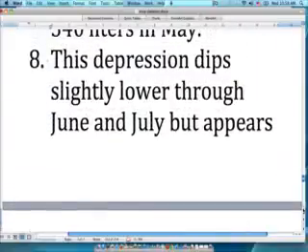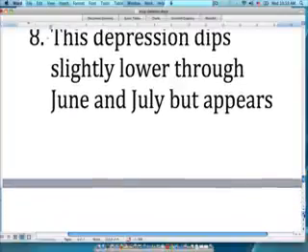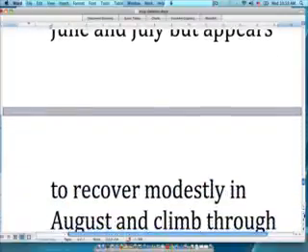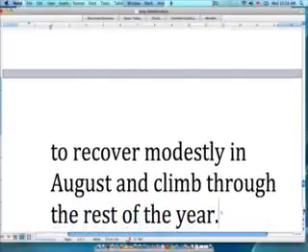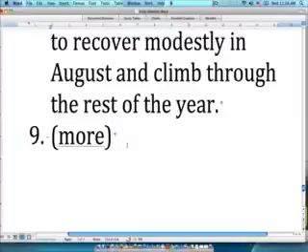So if we look back at the sentence, this depression dips slightly lower through June and July, but appears to recover modestly in August and climb through the rest of the year. And we come to the last sentence in this paragraph, which shares the value that is given for the final point in the graph. And often this is compared to the first value in the graph. So we will just slightly comment on how December compares to January.